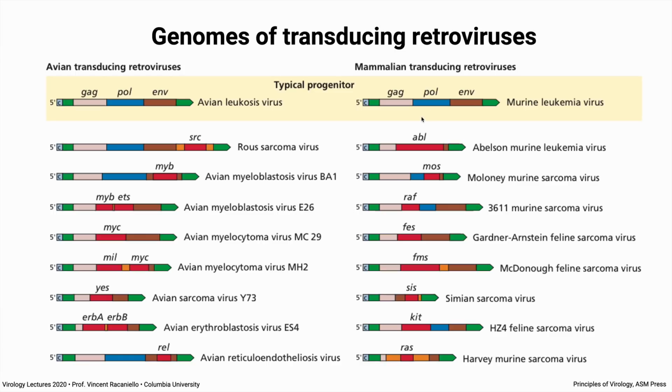There are also mammalian transducing retroviruses. People said, there are cancers of mice. Murine leukemia virus. It's a leukemia virus. Gag, pol, envelope.